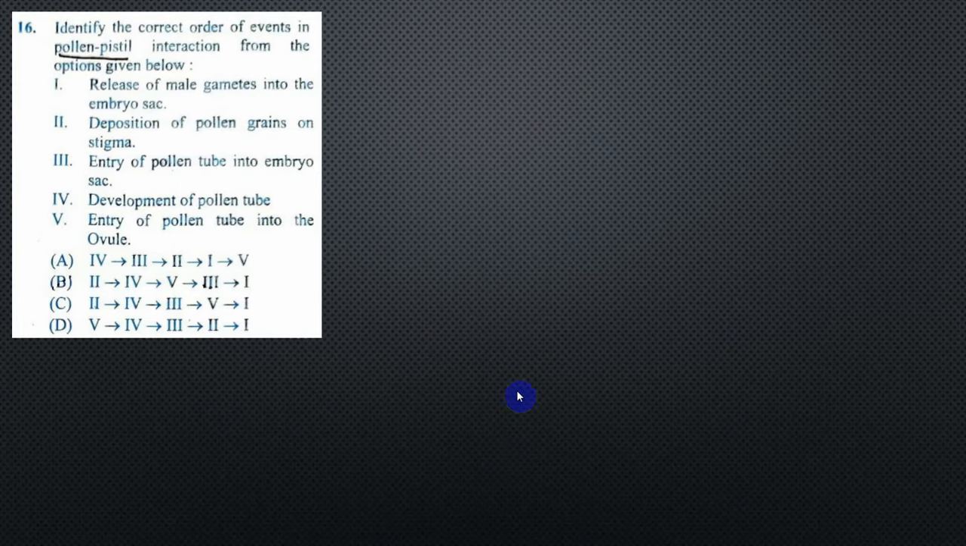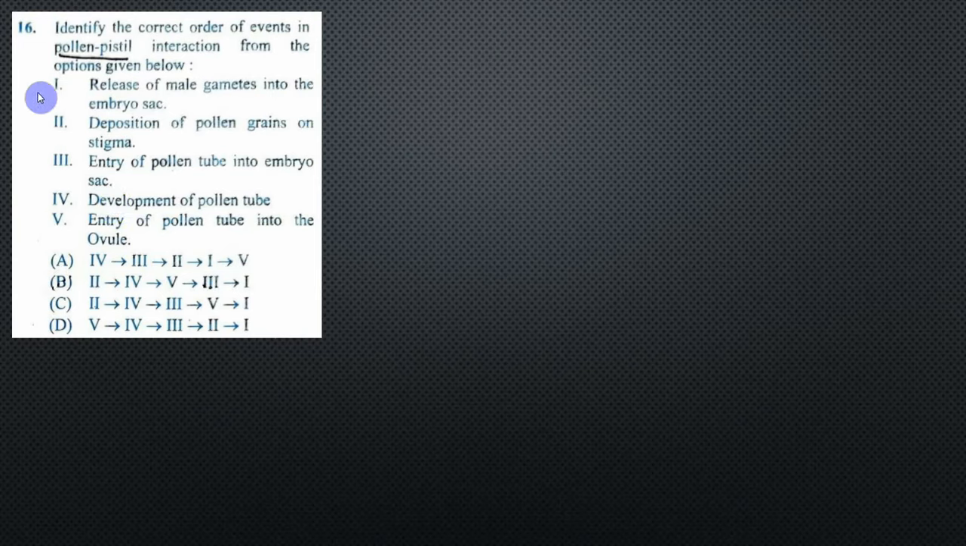Identify the correct order of events in the pollen pistil interaction from the options given below. Release of male gametes into the embryo sac, first event. Second event is deposition of pollen grains on the stigma. Third event is entry of pollen tube into the embryo sac. Fourth event is development of pollen tube, and entry of pollen tube into the ovule, that is the fifth event.